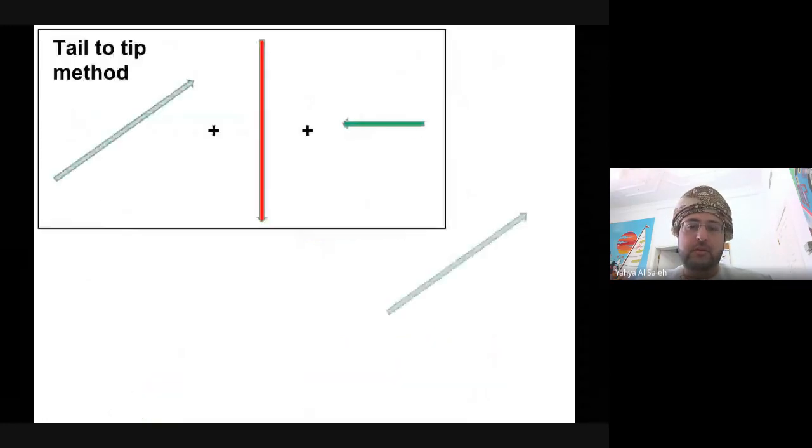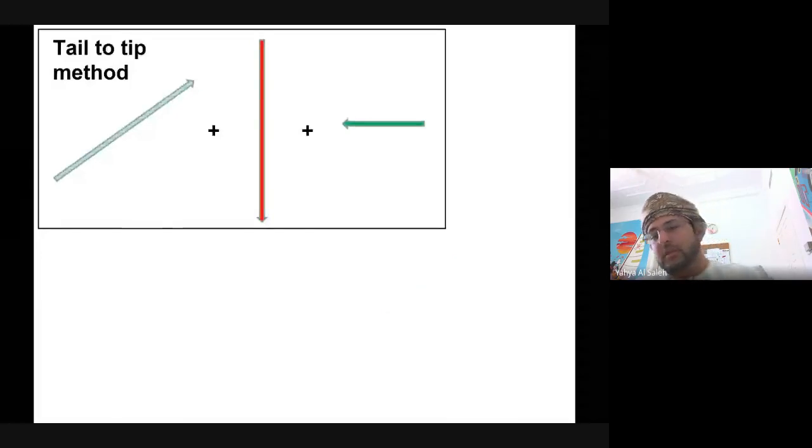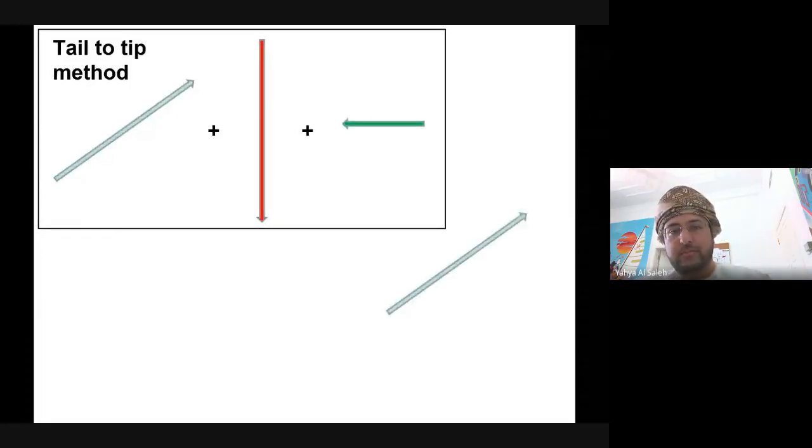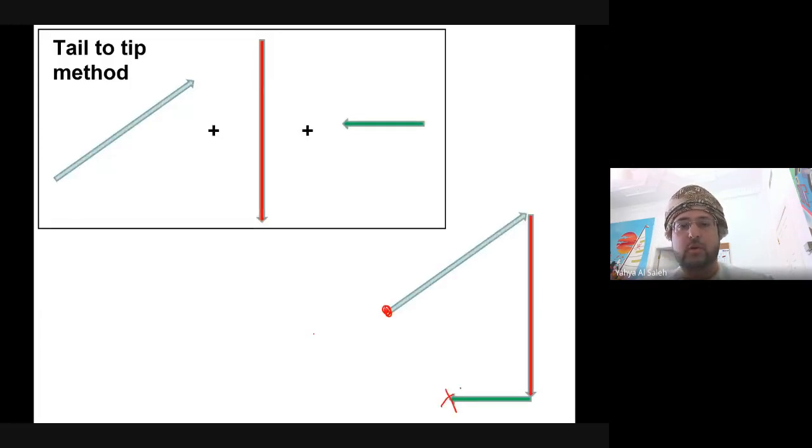So let's do another example with 3 vectors. We start this way. We add the second one. We draw the third one. And our resultant vector is from the very beginning point to the very last point. That is our resultant vector. Any questions so far?